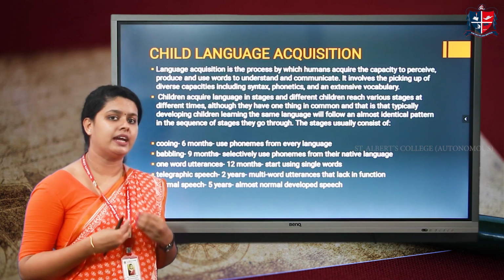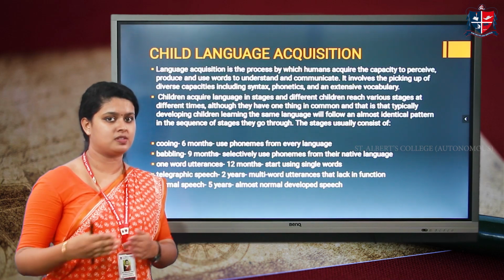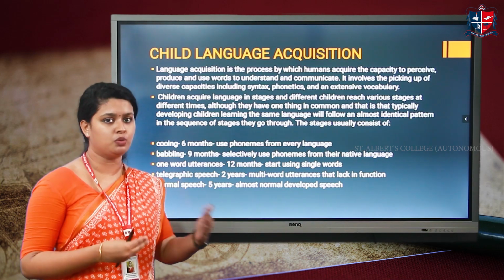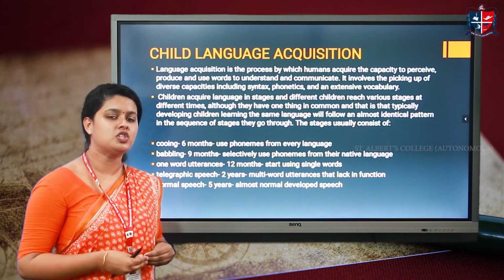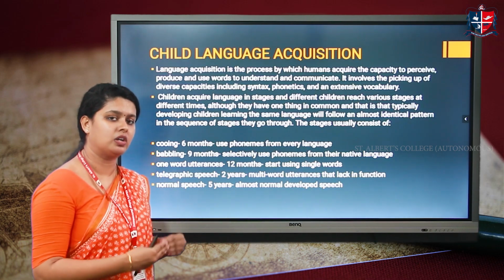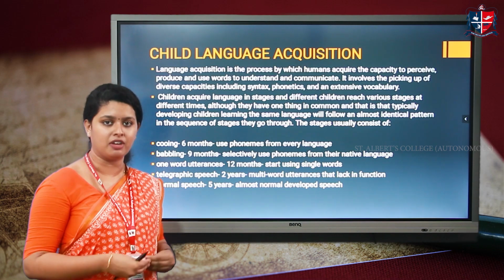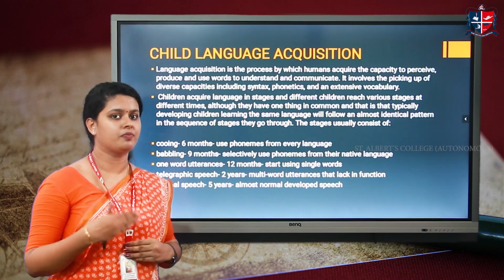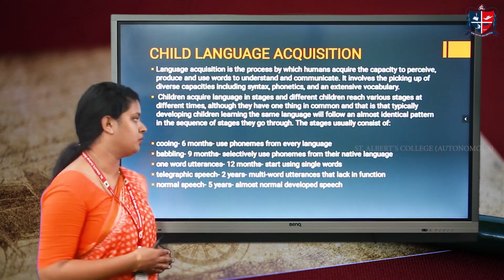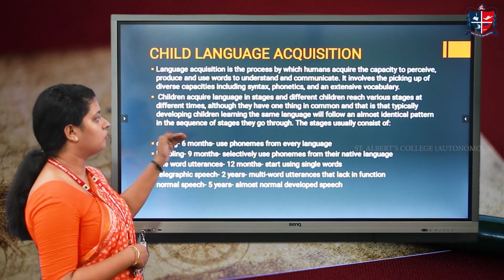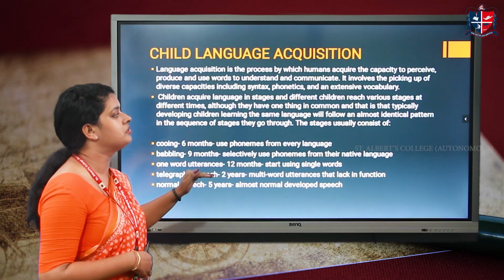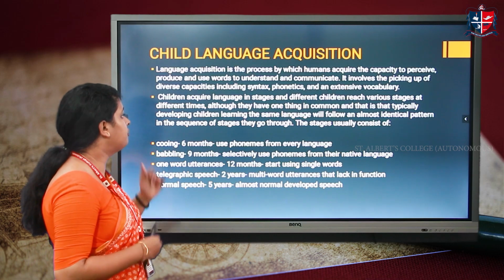So we know that child language acquisition has different stages, but it varies from individual to individual. One child attaining a particular stage will be at 5 months. That won't be the same for the other child or the other individual. So children acquire language in stages, and different children reach the various stages at different times.